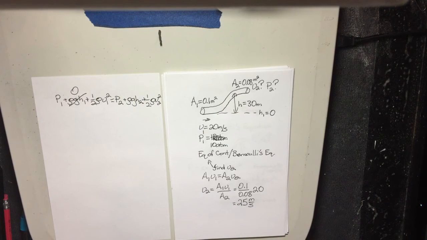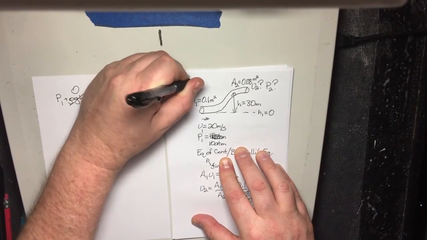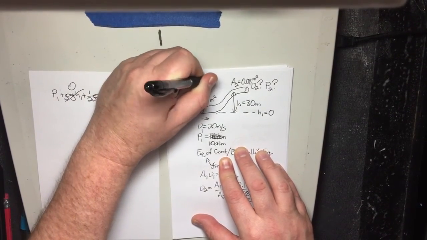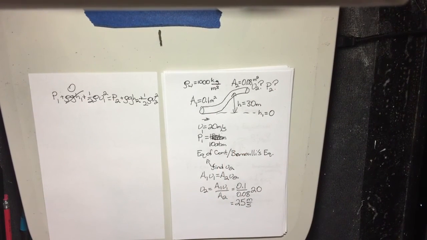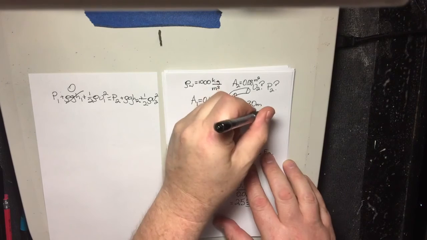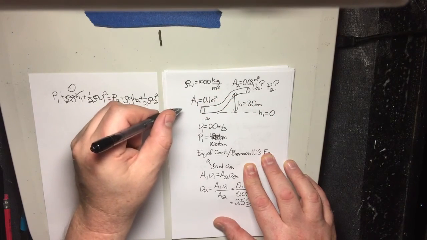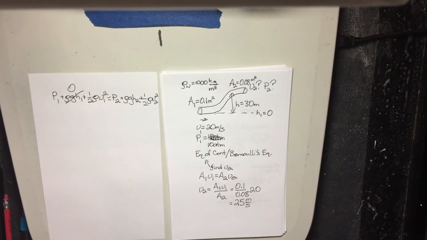Another question no one even bothered to ask: what fluid's flowing through this pipe? Let's just make it water. So the density of water is 1,000 kilograms per cubic meter. Why is it 0? I made it 0 because I declared that level to be 0. All that's really important is the height difference. So if I say one is 0, the other one is 30.